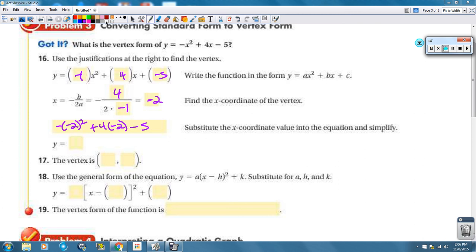So -2 squared is 4, so -4. And then to that we're going to do -8 and then -5. Okay, and again, check it on your calculator and make sure. So that's -17. Okay, so the vertex is -2, -17. So that you're going to plug into the equation.